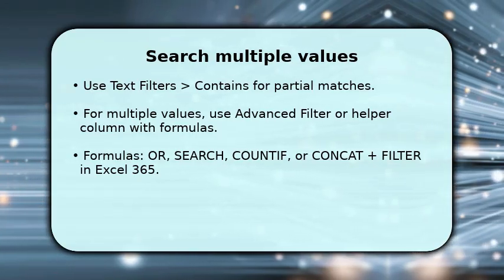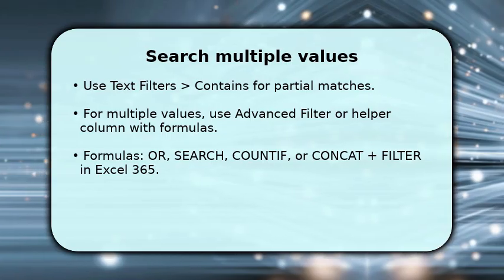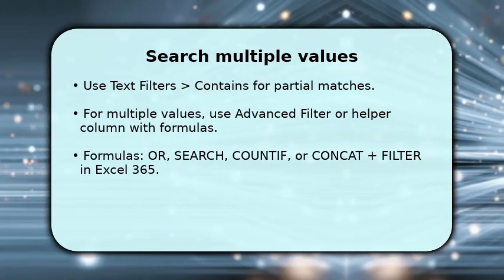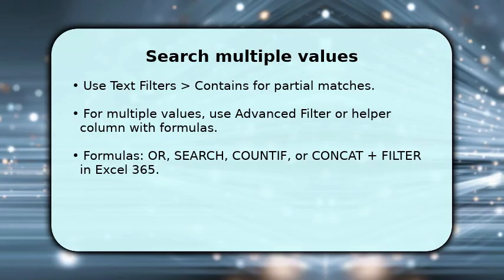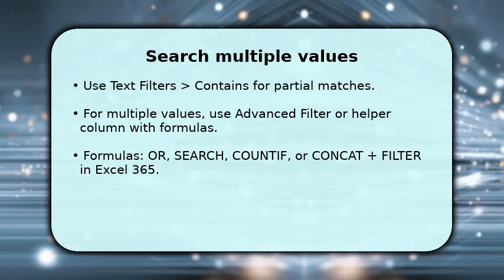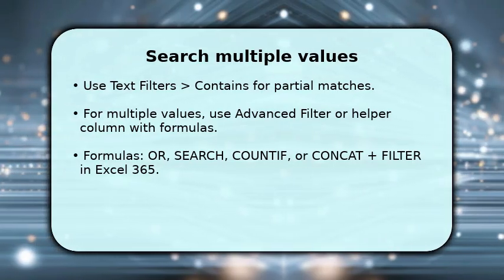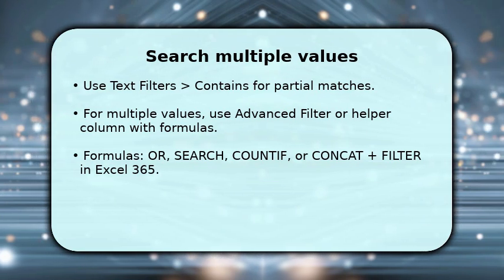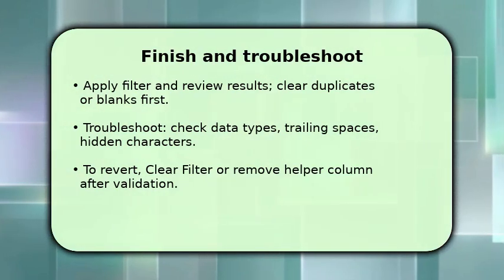In Excel 365, you can also use a dynamic FILTER formula combining ISNUMBER, SEARCH, or MATCH to build results directly. These steps let you scale beyond the drop-down's limited checkboxes. Finally, apply the filter and scan results for expected rows.